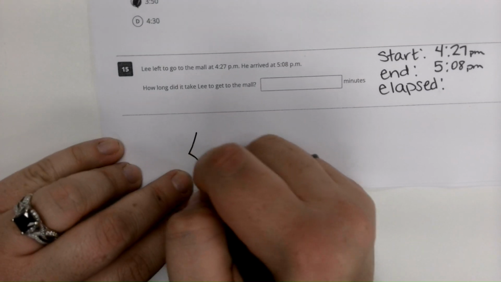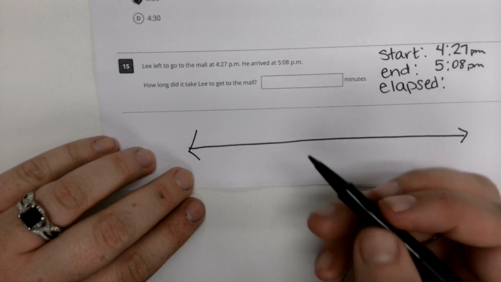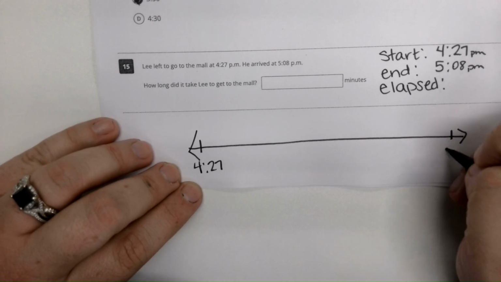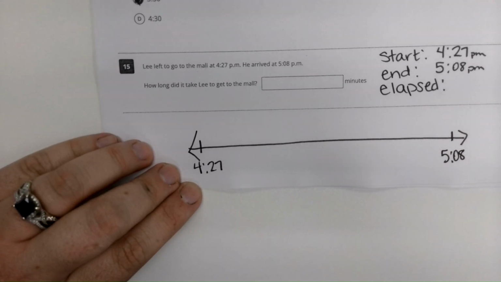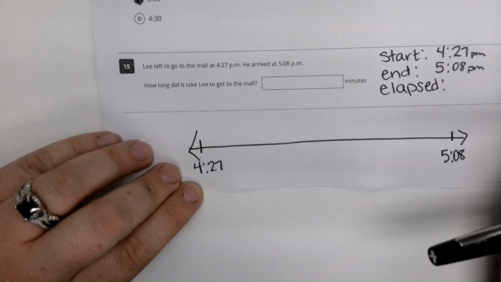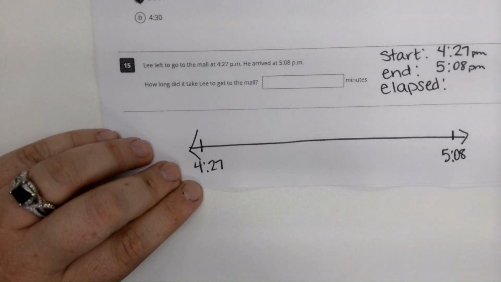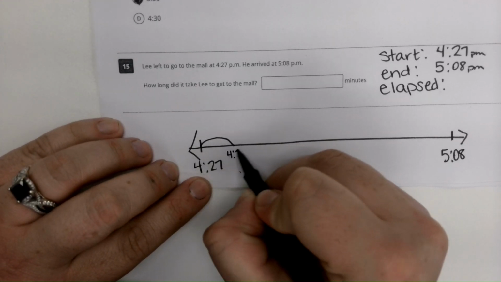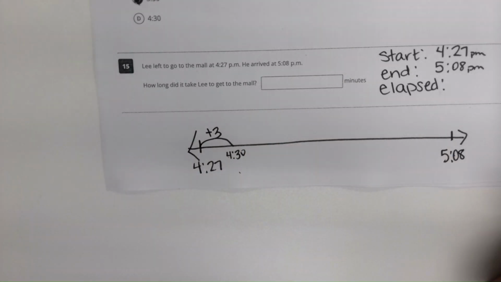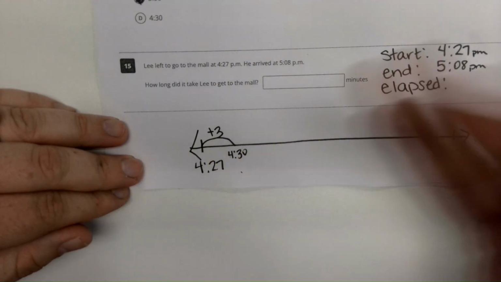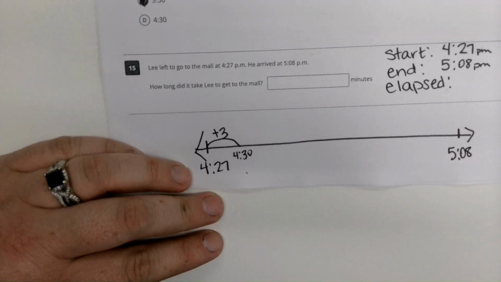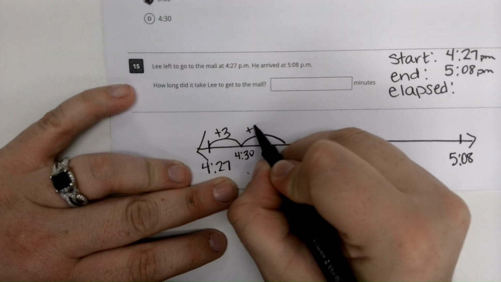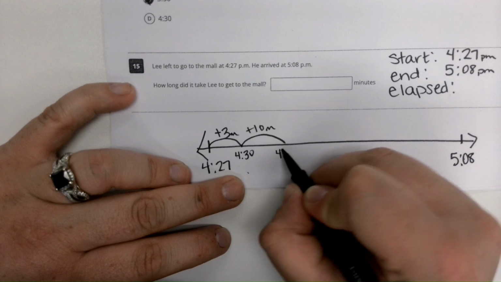So again, number line, put our start and our end. So we have 4:27, 5:08. Now I recommend that kids get it to a 10 because that's going to make it easier for them to actually move. So to get to the nearest 10, to get to 4:30, we need to go 3 minutes. And then you could very easily go by 10 or even by 30 if you really wanted to, up to 5:08. So we're going to go 10 to get to 4:40.